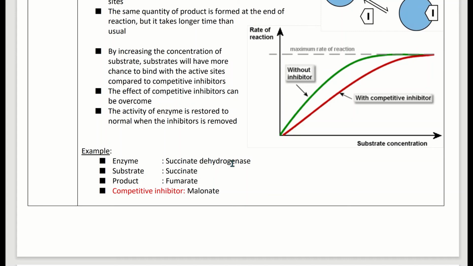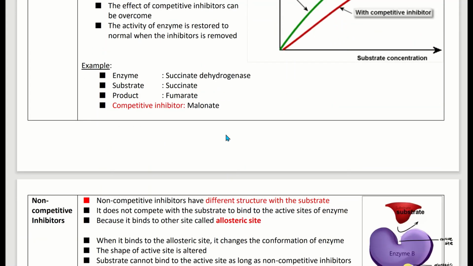Dehydrogenase ni dia punya reaction. And then you tambah ASE. So dari sini tahulah substrate dia succinate. So produk dia adalah fumarate. So apa competitive inhibitor dia? Malonate. Okay. So meaning malonate dengan succinate punya structure lebih kurang sama.